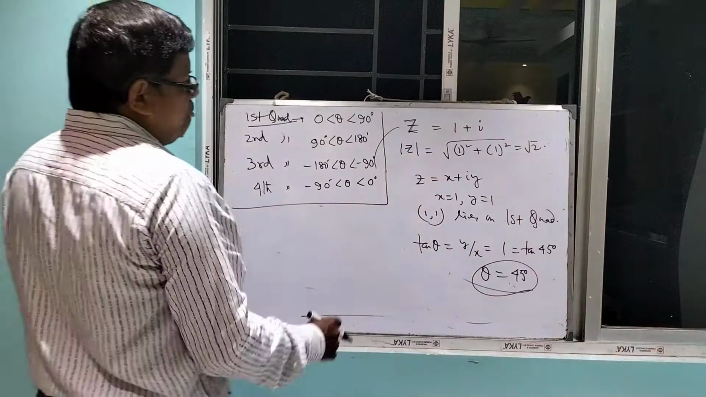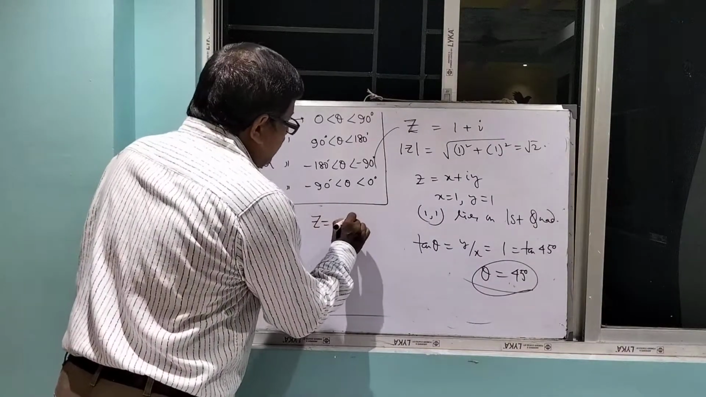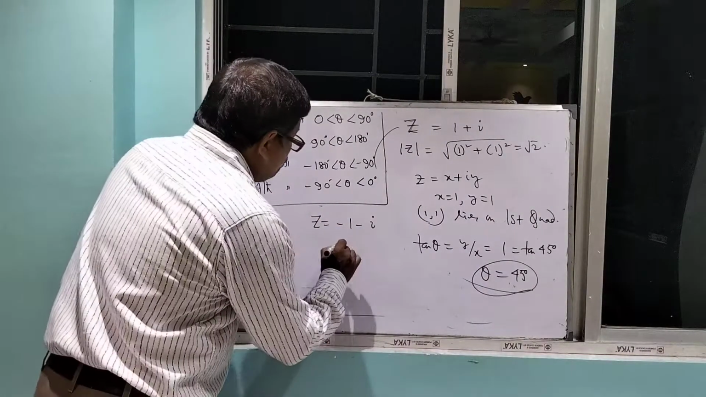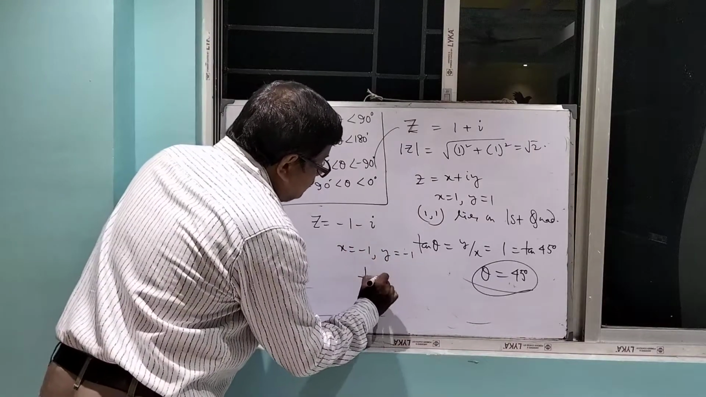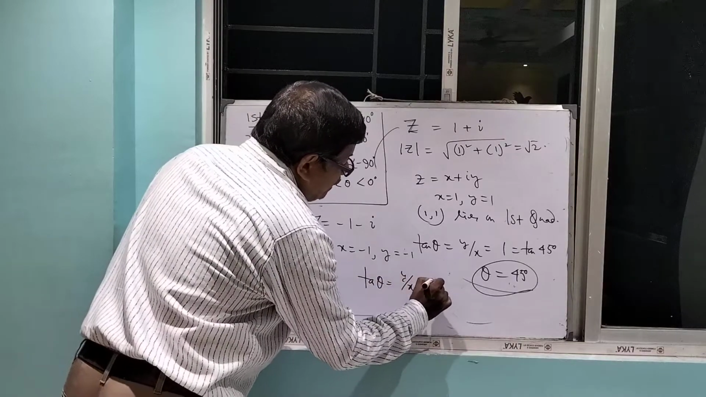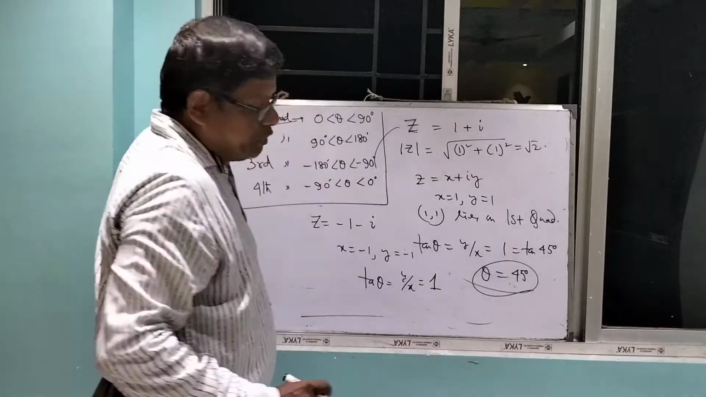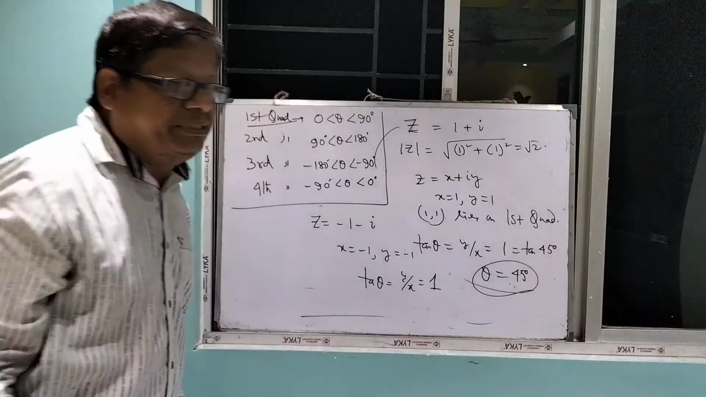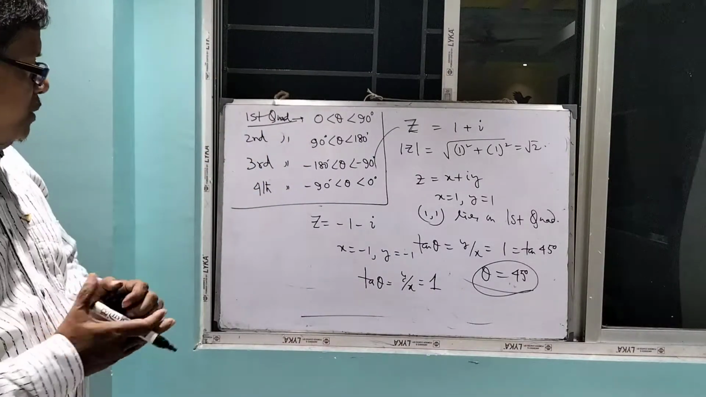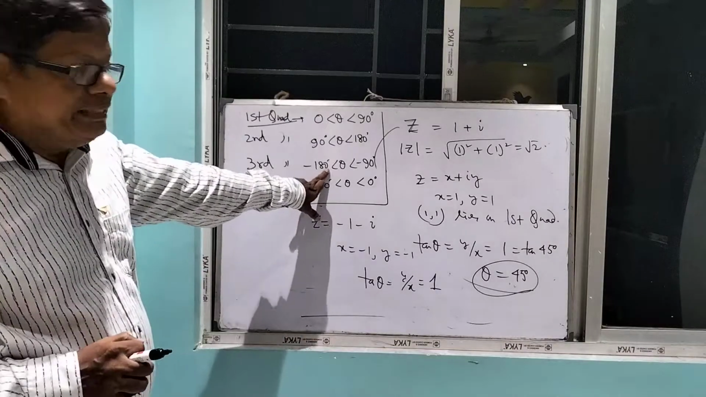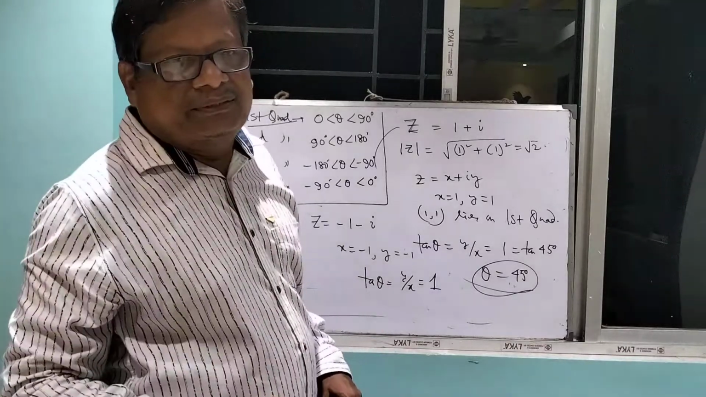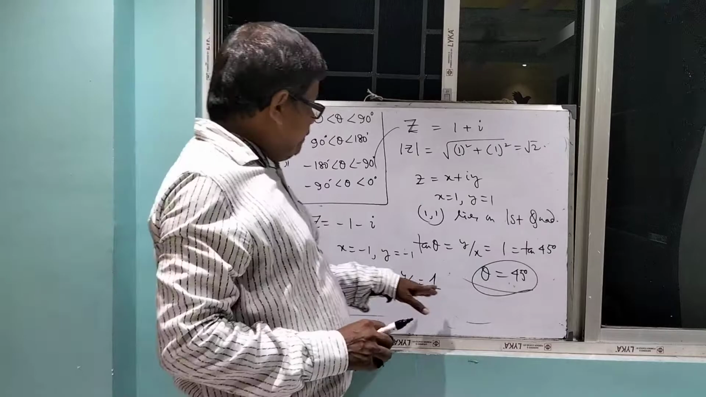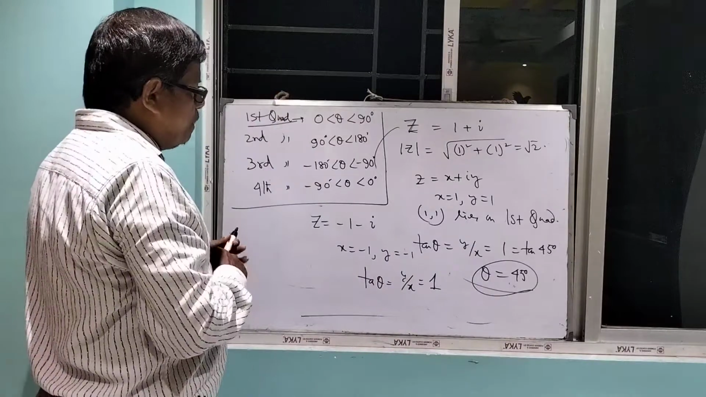So its argument is there. Again, suppose z equal to minus 1 minus i. So here x equals minus 1, y also minus 1. So tan theta equals y by x, minus 1 by minus 1 is 1. If you write theta equal to 45 degree, it is completely wrong, because look here, both are negative, minus minus, so the point lies in the third quadrant. Understood? If you write 45 degree as the argument, it is completely wrong.